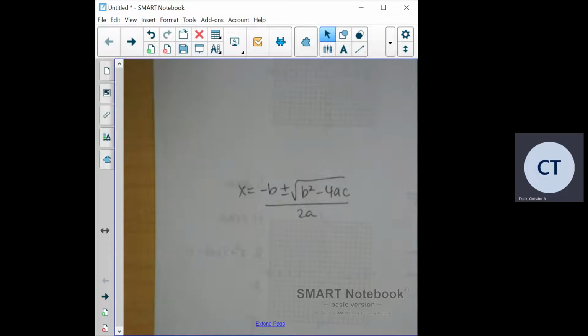Quadratic formula. If you can't factor, you're still going to need to give me the x-intercepts. You can technically do one of two things. Either use the quadratic formula and solve it that way, or use completing the square. You can use completing the square for any question, but honestly, the quadratic formula for you guys might be a little easier.